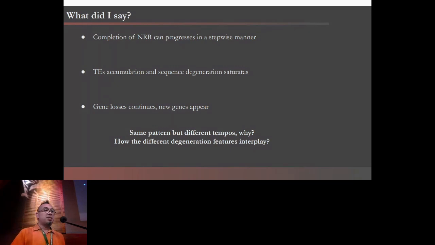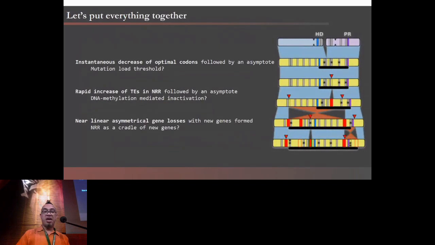Transposable elements and sequence degeneration saturate, but at different timing or with different dynamics. Gene losses continue, and new genes appear. So if I put everything together, if you go from this ancestral state, you fuse your two chromosomes, you put the two sex-determining genes together, and then immediately sequence degeneration kicks in.